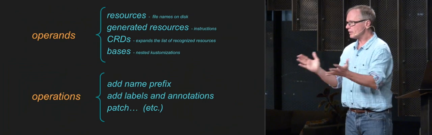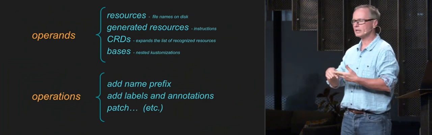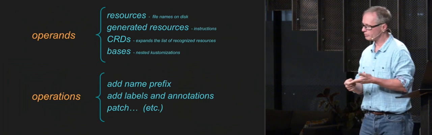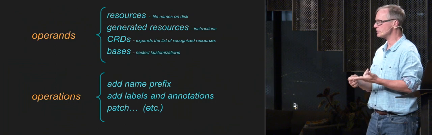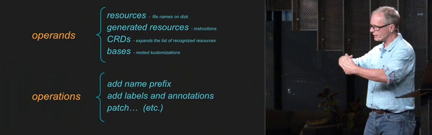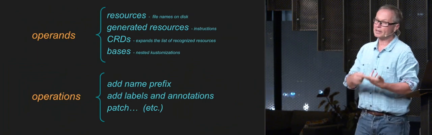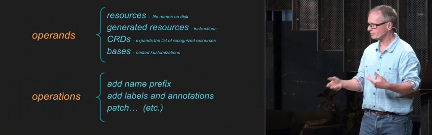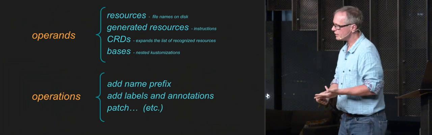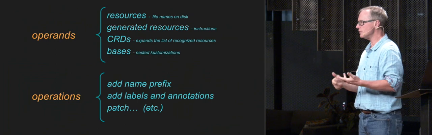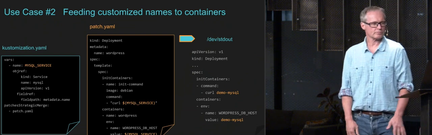So again, the customization file is a collection of operands and operations. Operands are things like resources. Then there's generated resources, so you can generate config maps. This is kind of a convenience thing that Kustomize gives you. CRDs, what are they? Custom resource definitions. All that does is it can read these things, and that expands the list of resources that Kustomize is able to understand and modify. And then bases, as we talked about, that's a thing that's already been customized, so that's the nesting. Operations: add a name prefix, add labels, add annotations, perform patches, and then there's some more exotic things like variable substitution, which we'll talk about right now.